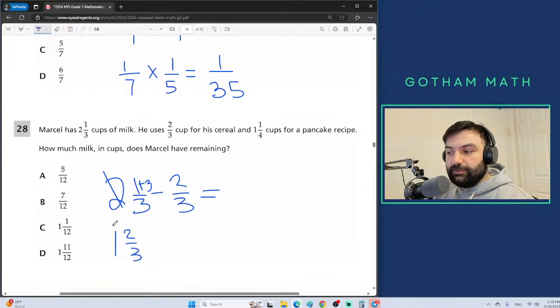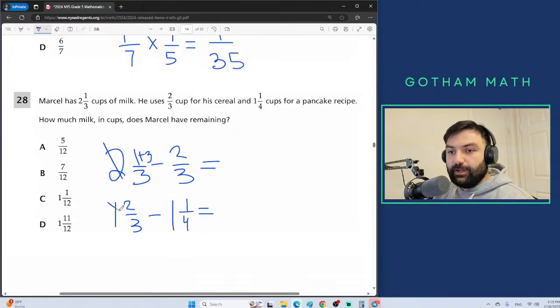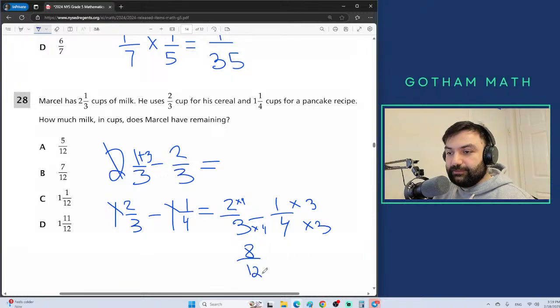So it's 1 and 2/3 minus 1 and 1/4. Now 1 minus 1 just goes away. And now we do 2/3 minus 1/4. We have to make them a common denominator to do that. We're going to multiply the first fraction by 4 over 4, the second fraction by 3 over 3, and we get 8 over 12 minus 3 over 12, which is 5 over 12. Boom.